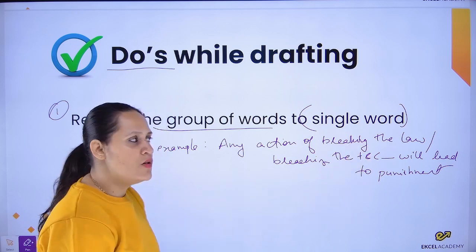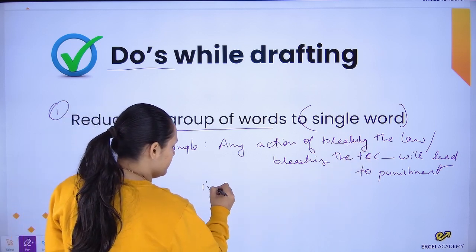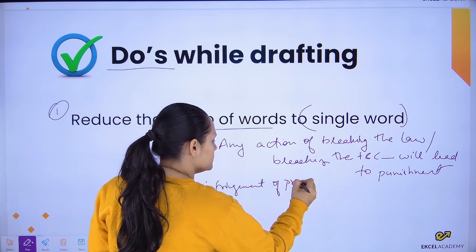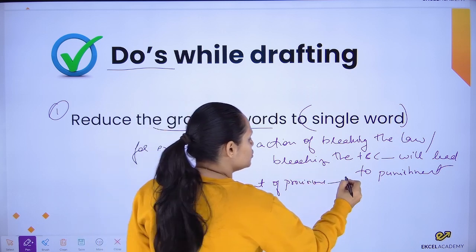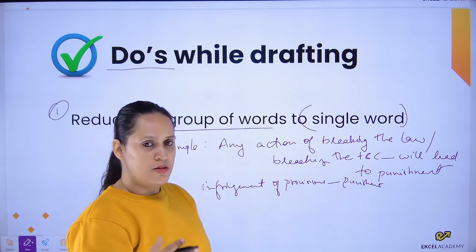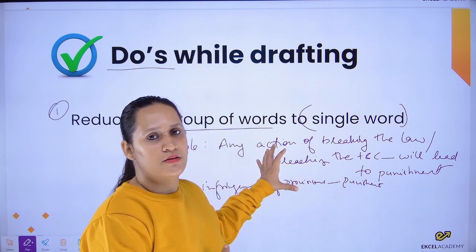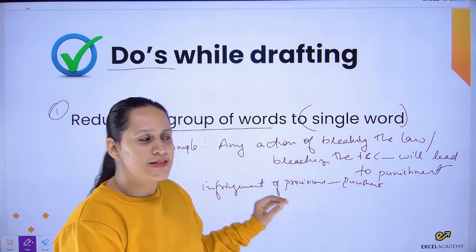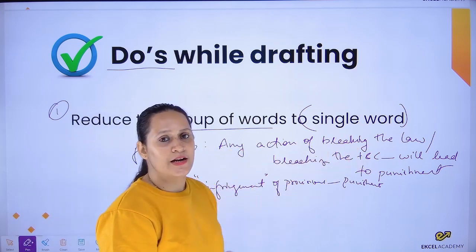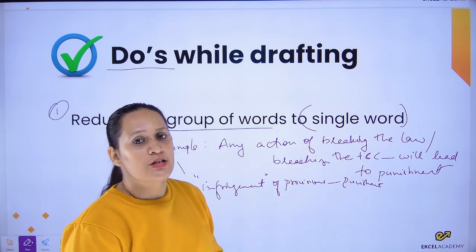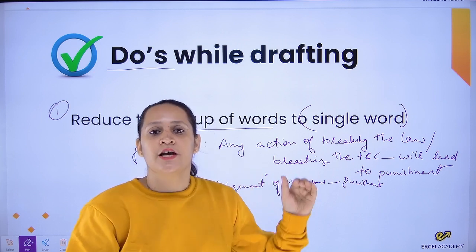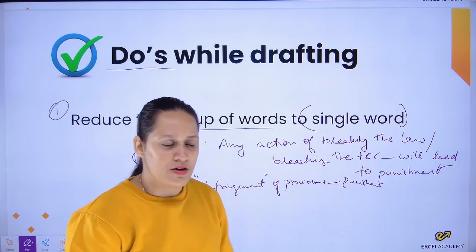Now, same thing can also be written as "infringement of provisions will lead to punishment." Same thing, the meaning is same. The outcome of the wordings is the same. It is just that one single word, infringement, can replace n number of words that are used to create that particular sentence. So, as far as possible, if you can use one word to communicate a longer sentence, you should prefer that one word over a longer sentence.